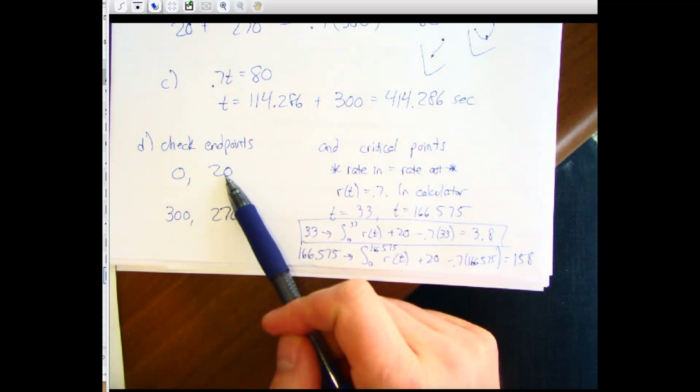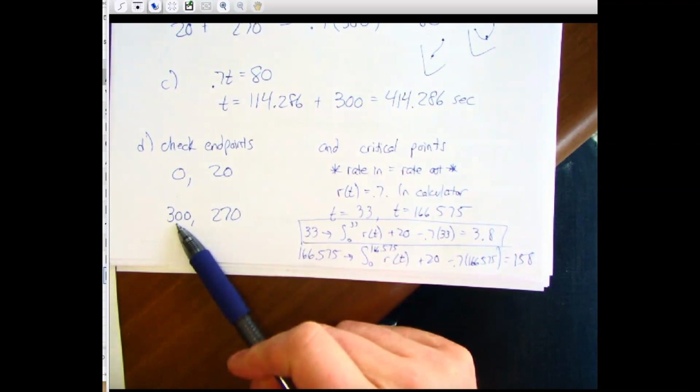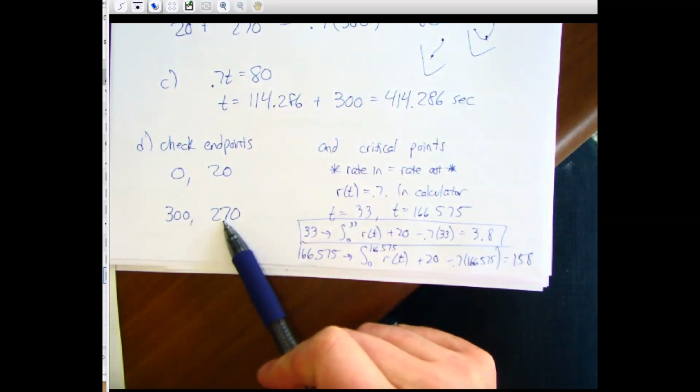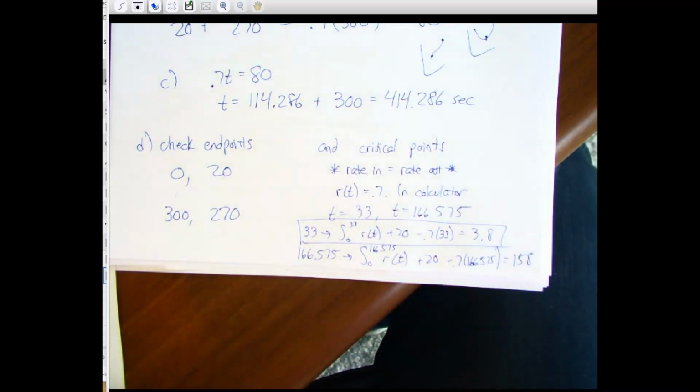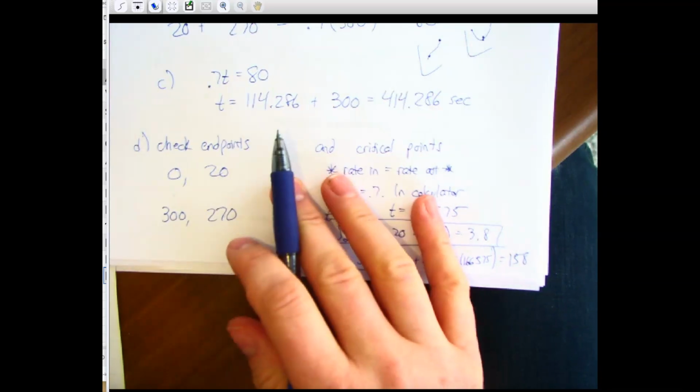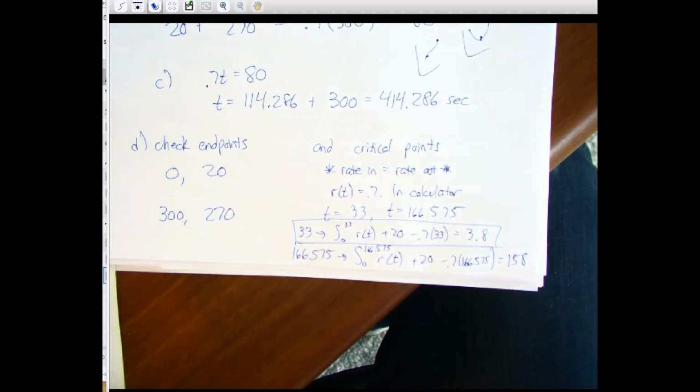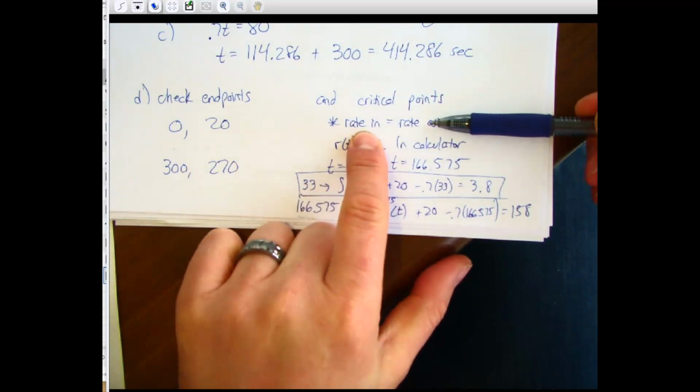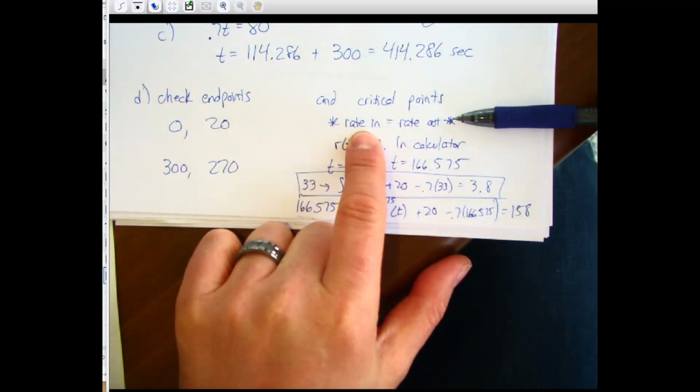So at the start, there were 20 people. And at 300 seconds, we found this before, there were 270 people. So that's checking my endpoints. Critical points is like when your derivative equals 0, or think about it as your velocity equals 0. If your velocity equals 0, then your rate in is equal to your rate out.